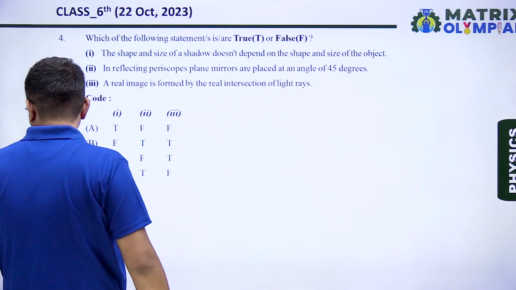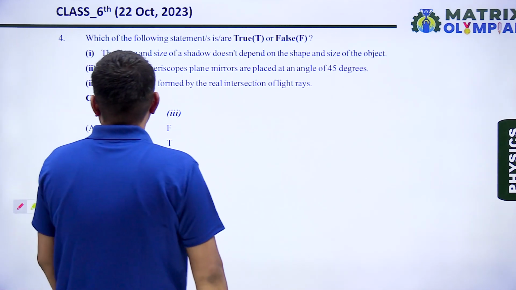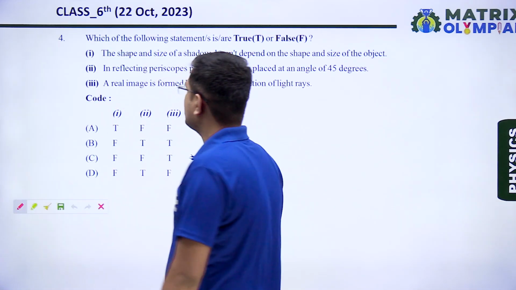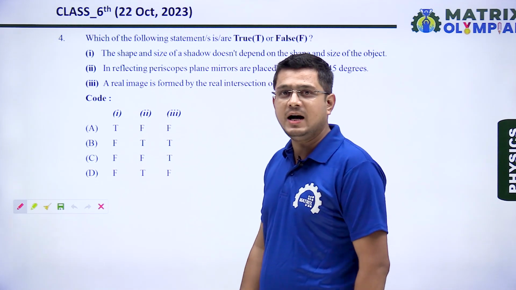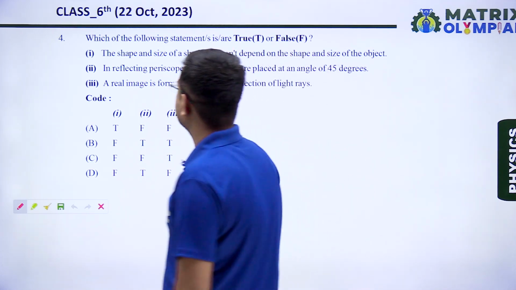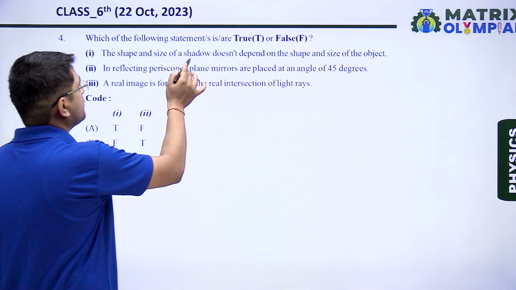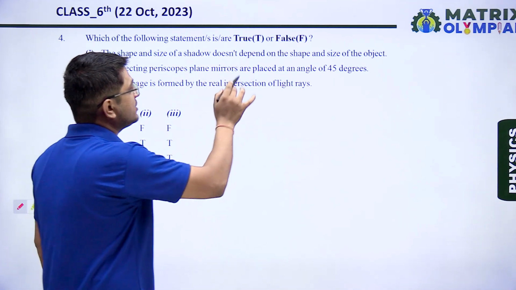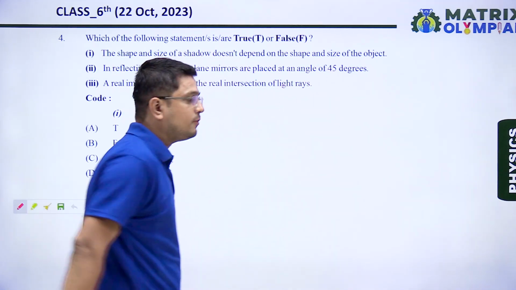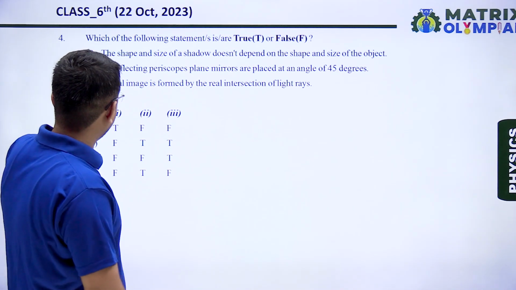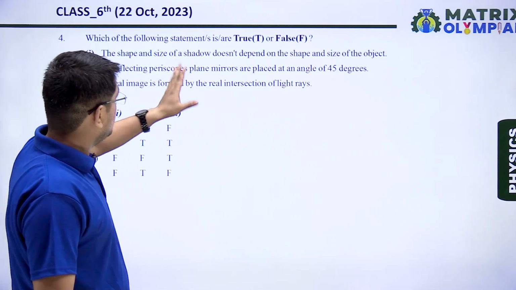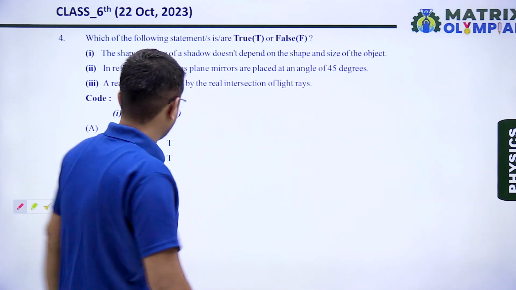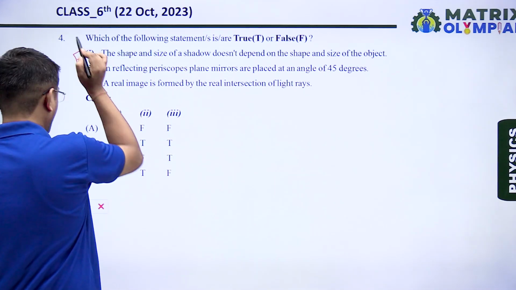Next question number 4. So in question number 4, we have to check which of the statements are true and which are false. So the first statement is the shape and size of shadow does not depend on the shape and size of the object. It is a false statement because we know that shape and size of shadow depends on the shape and size of object. So this statement is false.